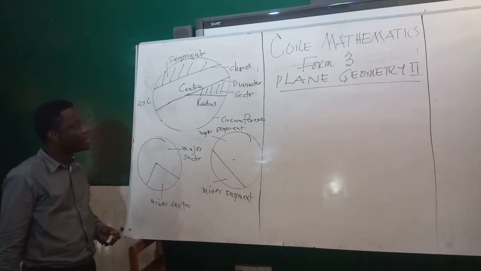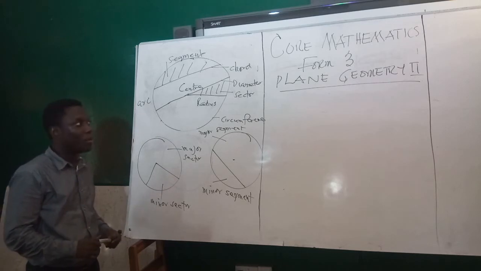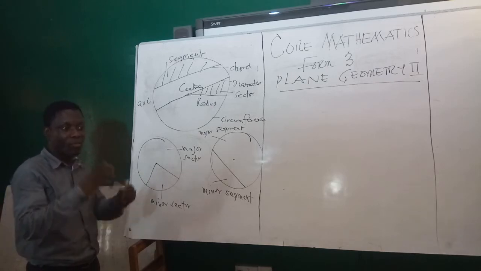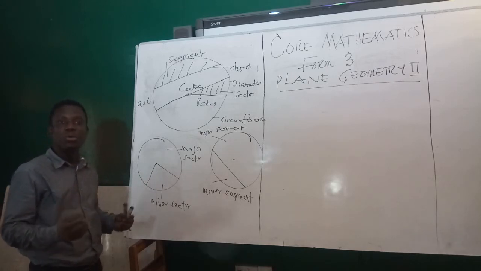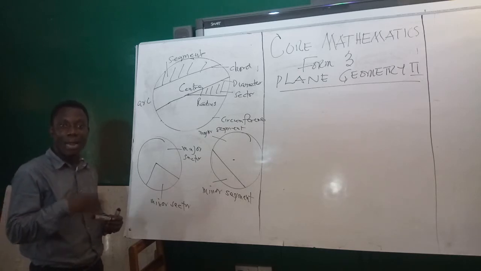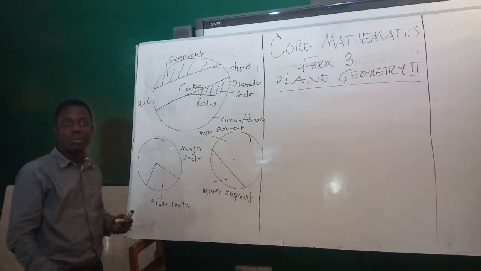Now let's quickly get into the theory. Remember, we are looking at plane geometry too, and I'm going to try and take you through the properties, at least for this particular lesson, or what we call the theorems. I'll be taking you through about 9 or 10 of them, and I'm going to be as fast as possible so that we can finish.